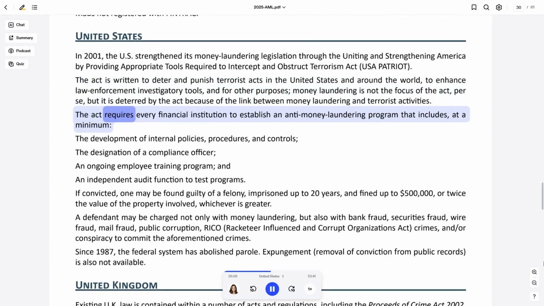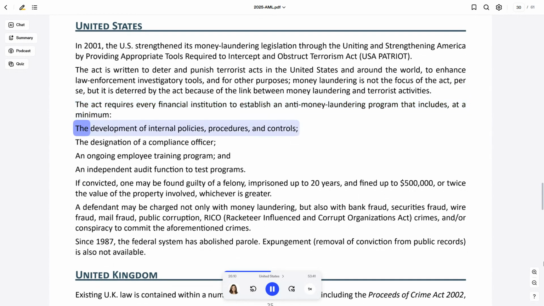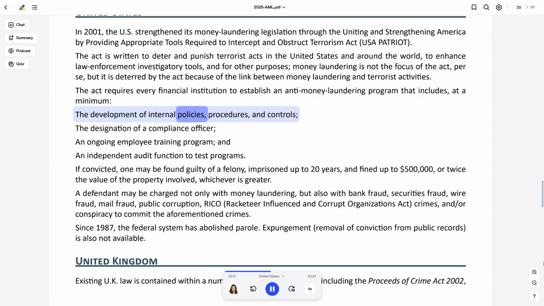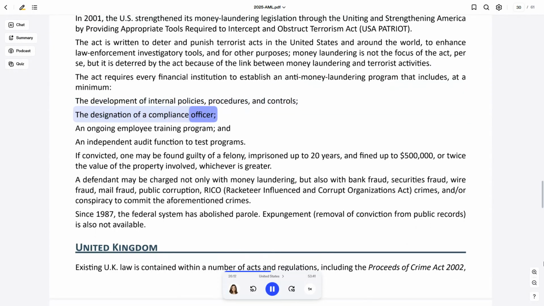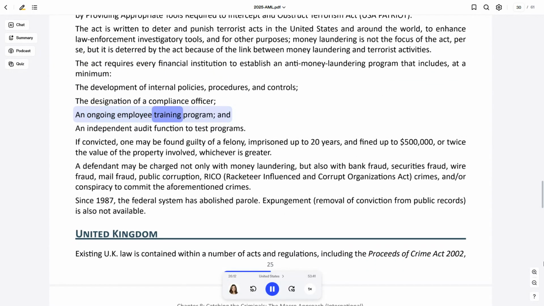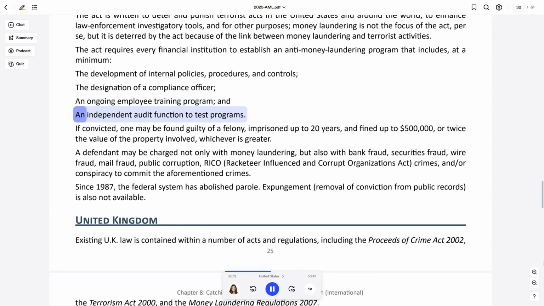The act requires every financial institution to establish an anti-money laundering program that includes, at a minimum, the development of internal policies, procedures, and controls, the designation of a compliance officer, an ongoing employee training program, and an independent audit function to test programs.